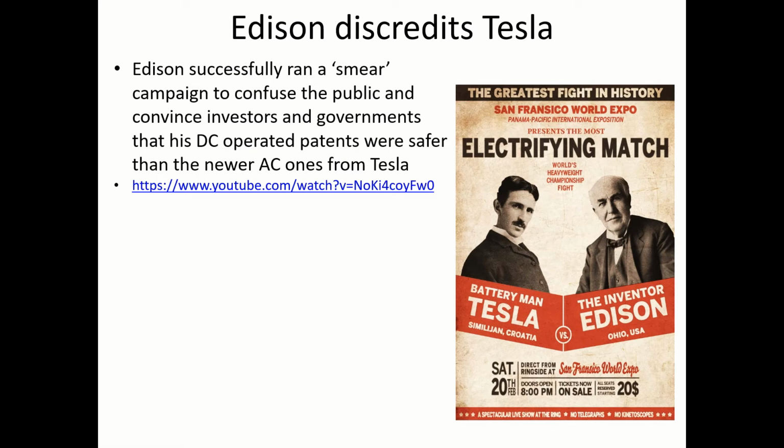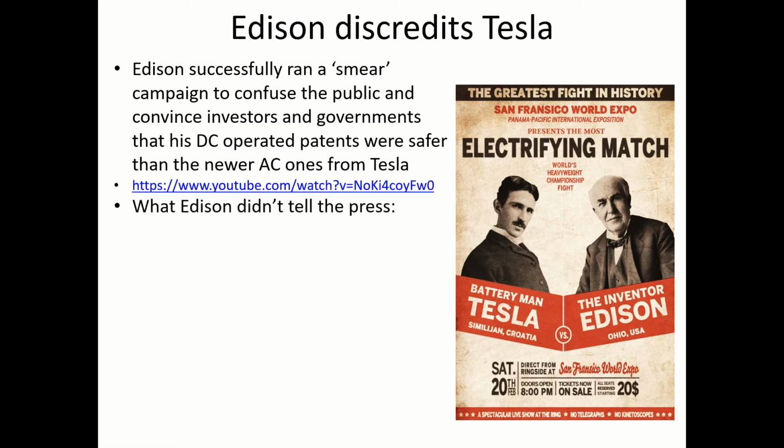But the execution of these large circus animals, the elephants and all the other things that he might have done with this alternating current, was his attempt at displaying how dangerous Tesla's alternating current was to the general public.